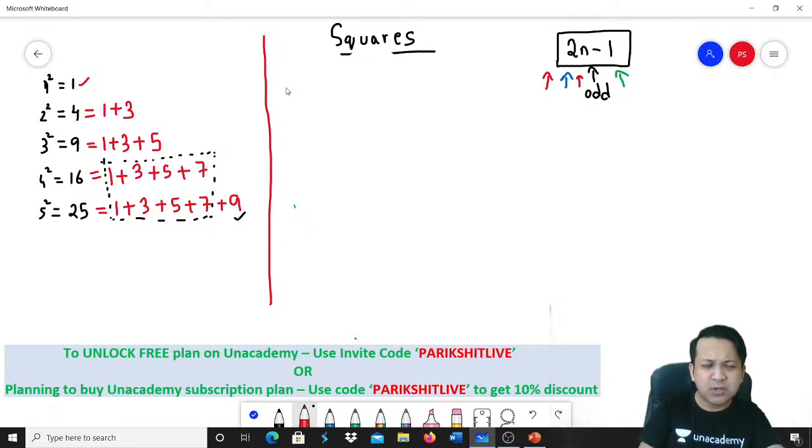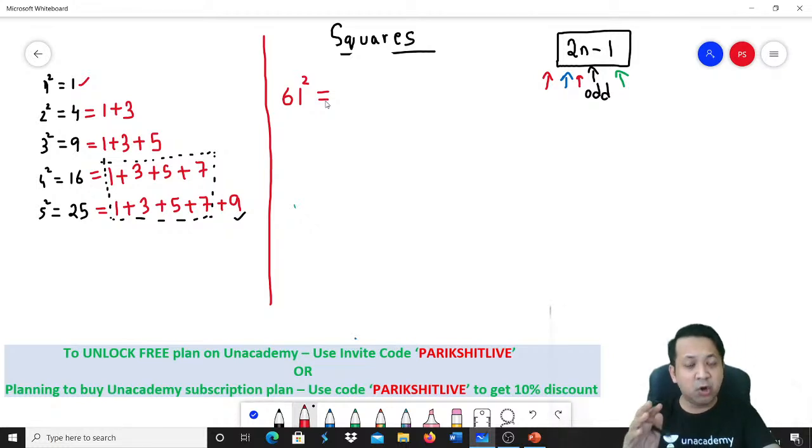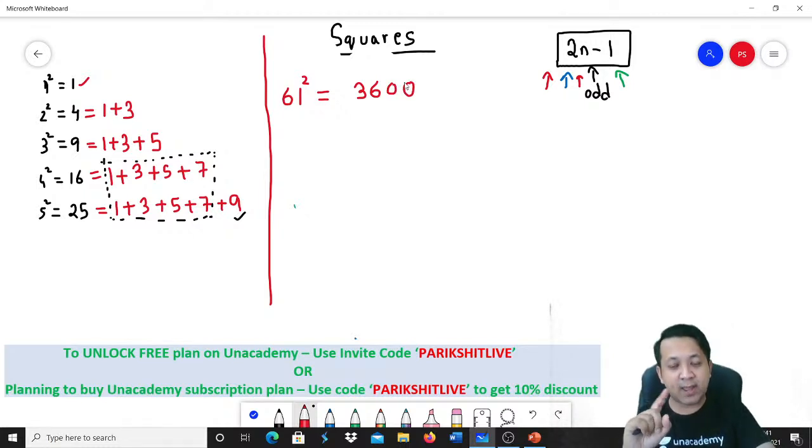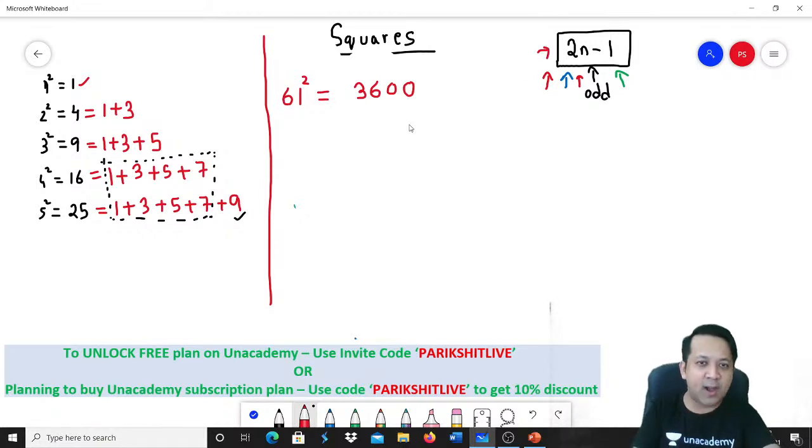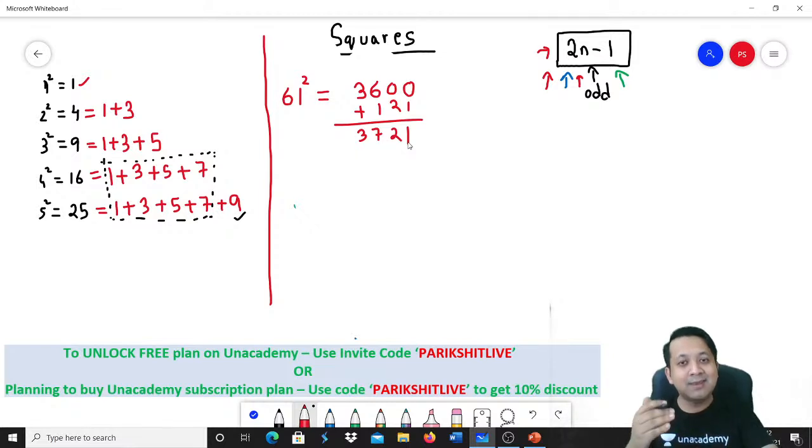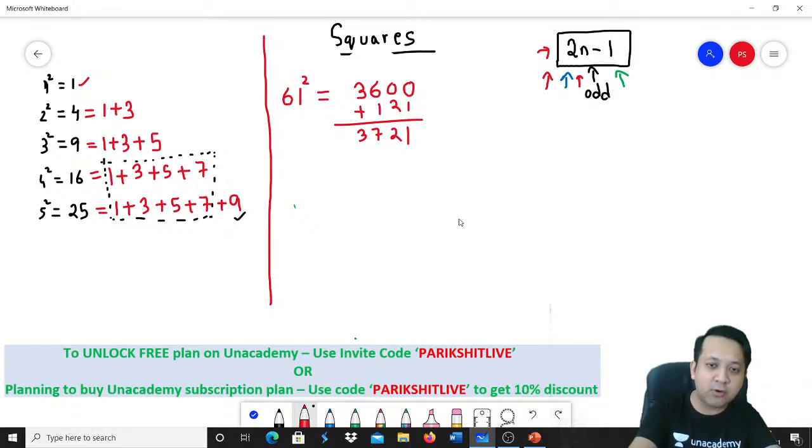Let's take 61 square. How much is 61 square? You know 60 square, which is going to be 3600. Plus, 60 square and 61 square have only one difference in term. That term is the 61st odd number. Which is the 61st odd number? 2 into 61 is 122 minus 1, 121. So if you add it, you get 3721. Correct? Now we are going to learn something new, where you have to be a bit careful.